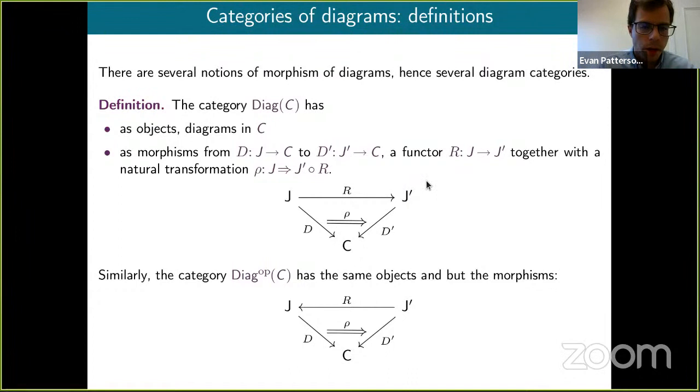And then there's another category which I'll call Diag^op(C). I'm putting the op before the parentheses, which is not a good notation, to emphasize that I'm not opping the whole category, I'm just opping the one-cell part of this morphism. So the functor between shapes is now going in the other direction, but the two-cell goes in the same direction as before. Some people might reverse the convention, but okay. So these will be the basic things that we'll be looking at, and we'll see that you can do some neat things with them.